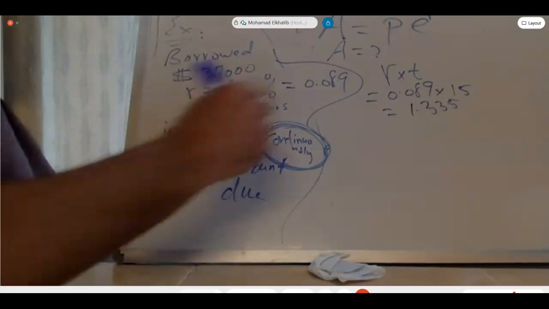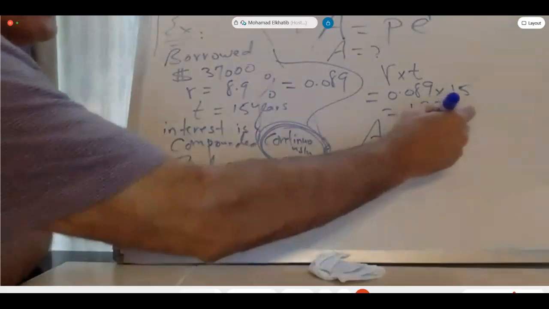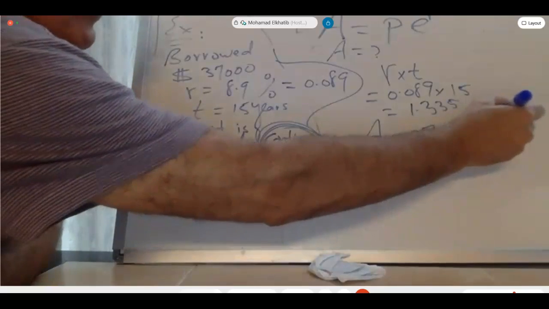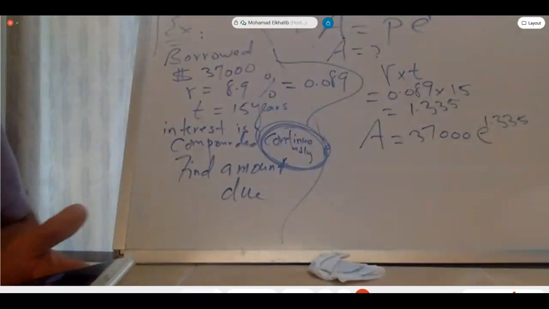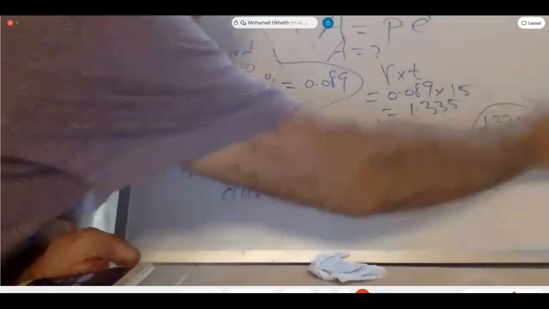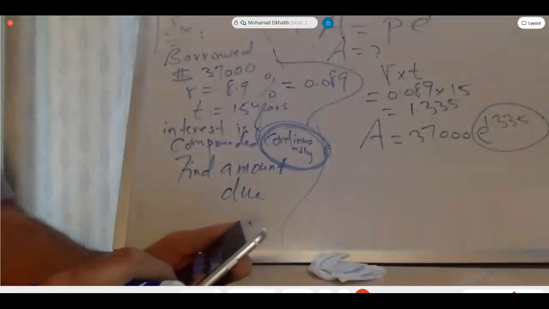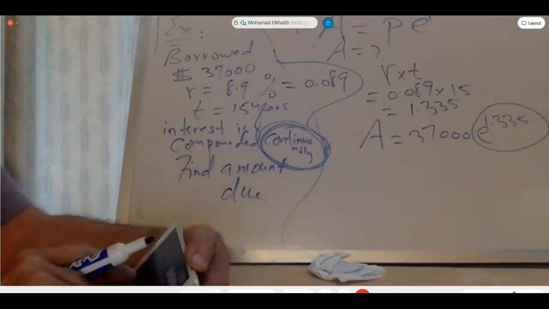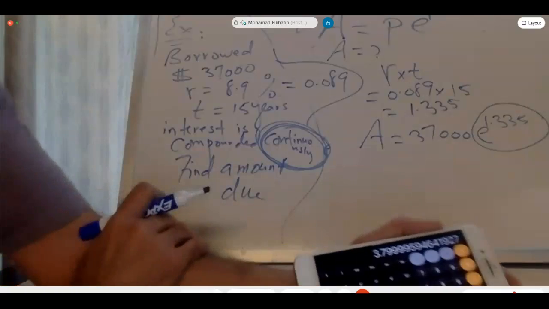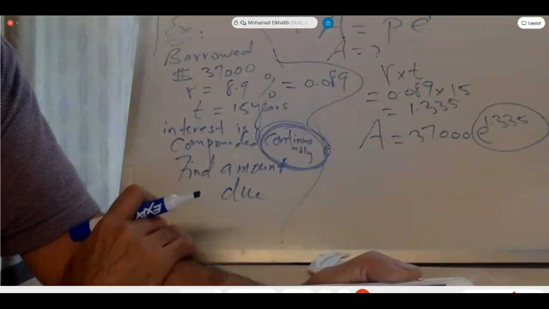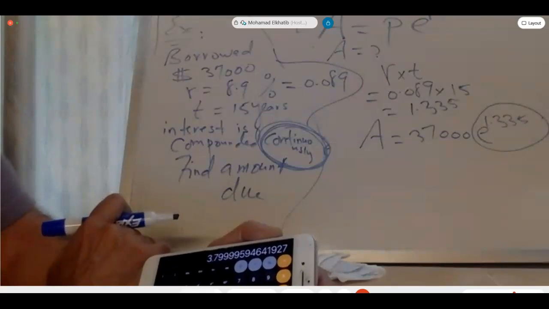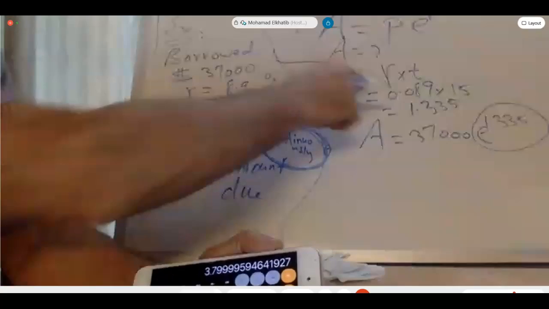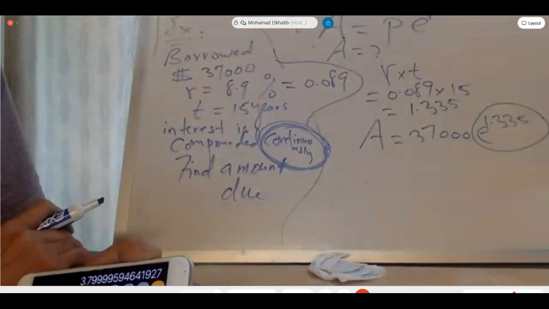Yeah, I'm good. So now I substitute 37,000 e to the 1.335. So how do I do that on the calculator? I find e first to the power 1.335, then I multiply by 37,000. So 1.335, then I hit e to the x. Shouldn't it be 13.35? No, you see, you forgot a 0. It's 0.089. Okay? It's 0.089. Are we good?